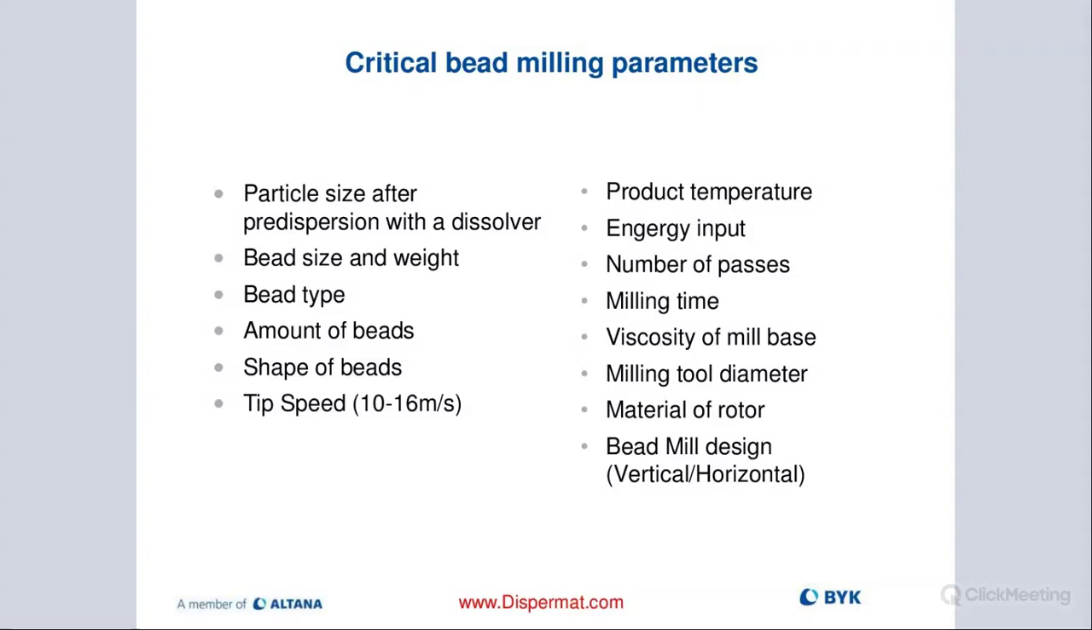Or other issues would be cross-contamination of steel particles in an electrolyte, for example, for battery. That's an absolute no-go. So for these applications, selecting the right material for rotor and milling chamber is very, very important. And then obviously the different bead mill designs that are out there, vertical versus horizontal, depending on what you're milling and what the final target particle size is.